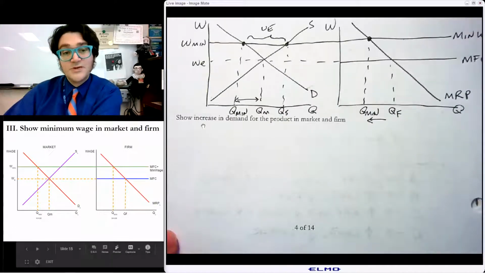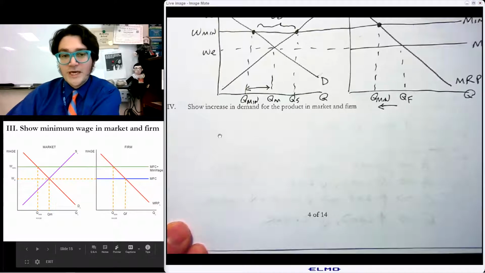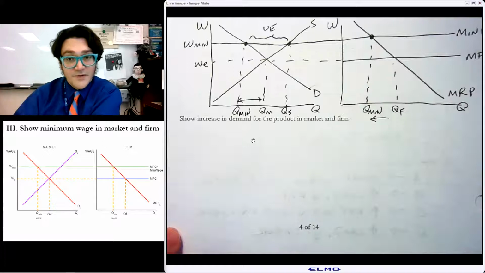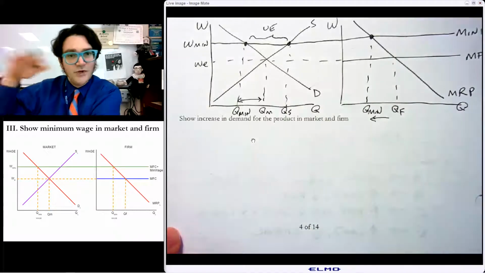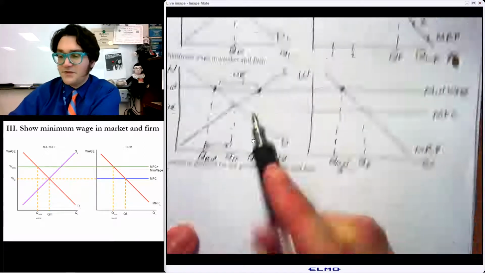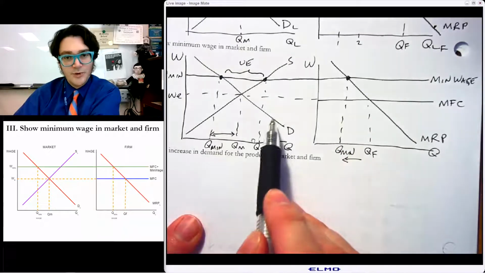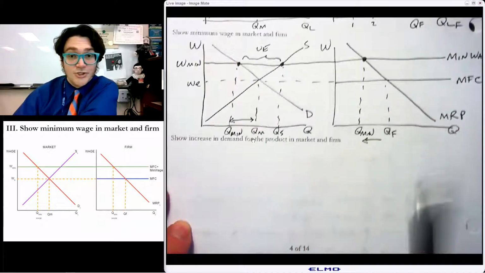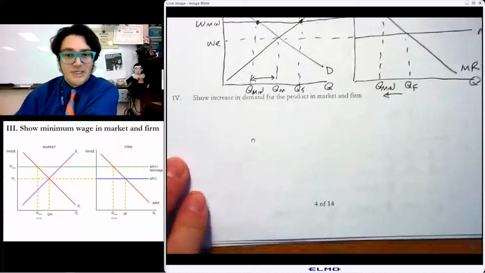Now we're going to do one last one. This is going to show an increase in demand for the product in the market of the firm. Your book actually has a good example of what it would look like if there's a change in the supply curve of labor. It behaves basically in a similar fashion to what you would see up here. It just changes where the new MFC is. So if the supply curve shifts to the right, then there's a new equilibrium here, and more workers get hired, but at a lower wage because there's more workers. So the supply curve is fairly easy to model, and you could probably suss that one out on your own.